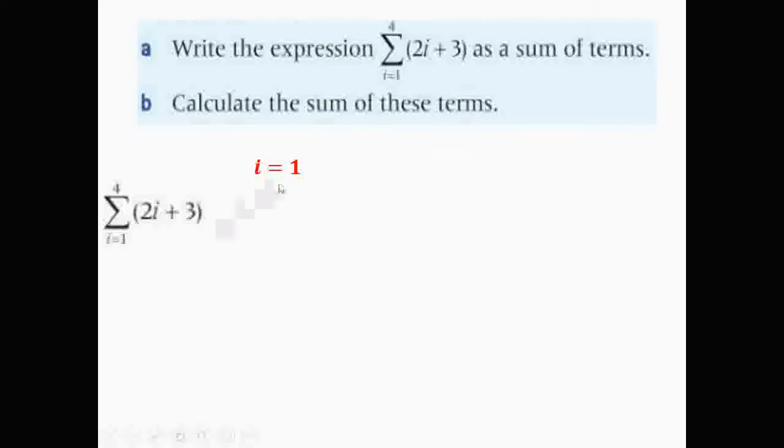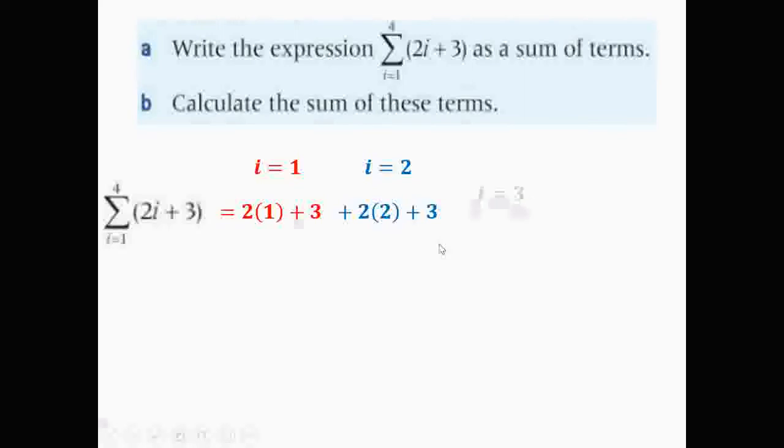Okay, so when i equals 1, we put a 1 in here. What do we get? We get 2 times 1 plus 3, right? And then this says sum here. This symbol means sum, so plus, when i equals 2, we put a 2 in there. So 2 times 2 plus 3. And then plus when i equals 3.